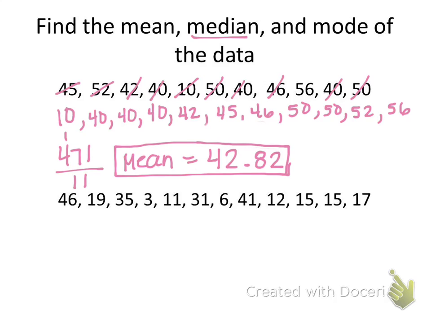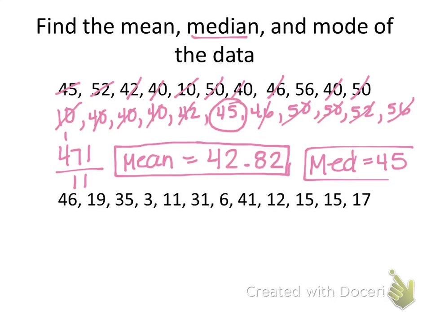Since I've already ordered the numbers from least to greatest, this becomes really easy. You start at the outside and you just work your way to the middle. I like to cross off my numbers so that I know exactly what's going to be in the middle. Look at that, a nice number that's right there by himself. So my median is 45.